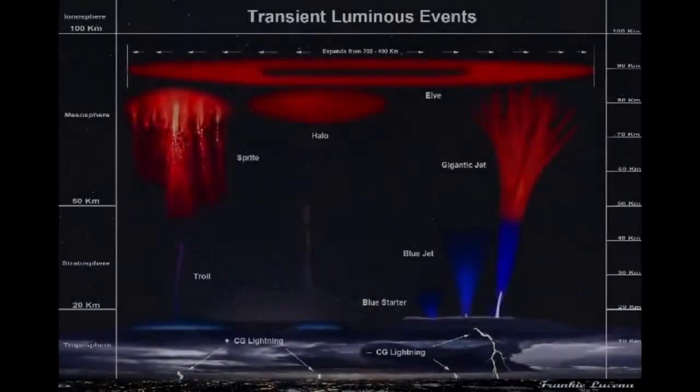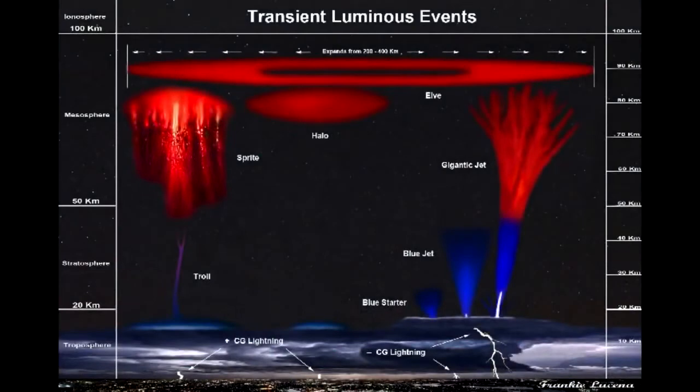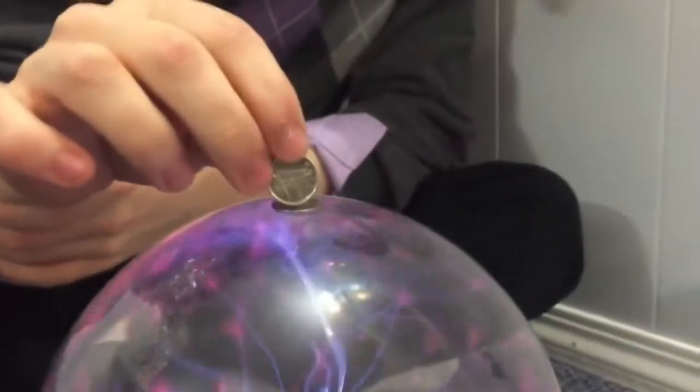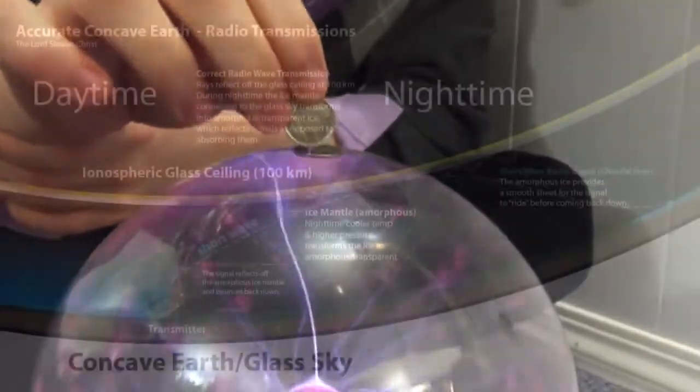Look at that. It's hitting a wall. It's hitting the glass. There's a gap between the electromagnetic forces from above the glass versus the ground. And the glass is the insulator. And so the lightning bridges that gap, just like in a plasma ball.